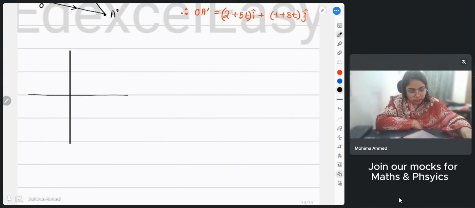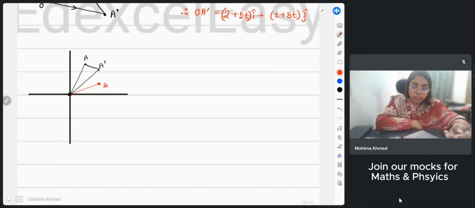For example, this was your origin, right? And after A to A prime, this is where your ball is now present, A prime. And this is also point B, over here. It is also stated that point A prime is exactly due north of B.